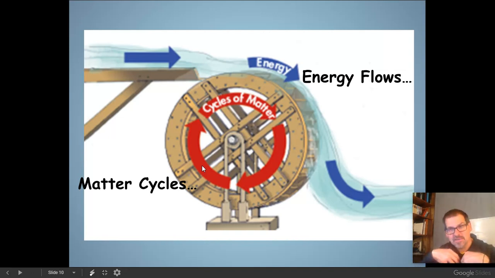But the energy that's in me is only going to flow one way. That is not going to make its way back into the producers, which is where all the energy that's in me originally started. So energy flows one way, while matter gets cycled around like a wheel. So here's the matter, and here's the energy.